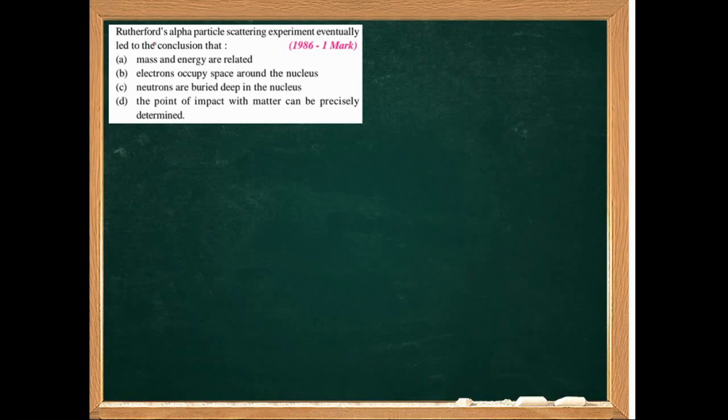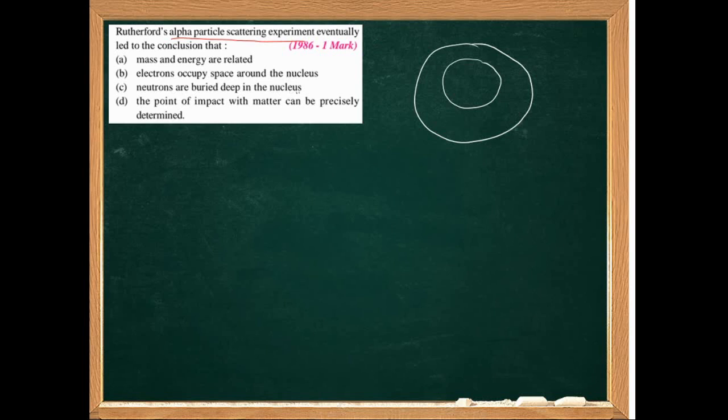So the Rutherford's alpha particle scattering experiment eventually led to the conclusion that. So what were the conclusions of Rutherford's model? So the mass and energy are related? No, we didn't have any such conclusion. Electrons occupy space around the nucleus? Yes, this was a conclusion where it said that electrons are present in various orbits which are surrounding the nucleus. So yes, electrons occupy space around the nucleus is one of the right options.